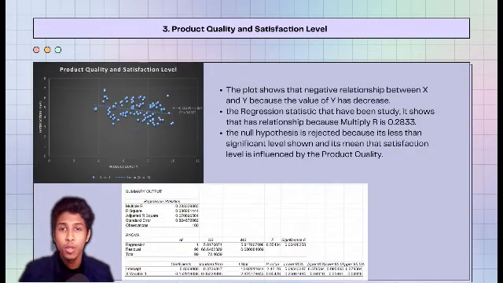We move to the product quality and satisfaction level. The intercept shows approximately 5.8037 and the slope is 0.0803. It also demonstrates that the satisfaction level is 0. The plot shows a negative relationship between x and y because the value of y has decreased.